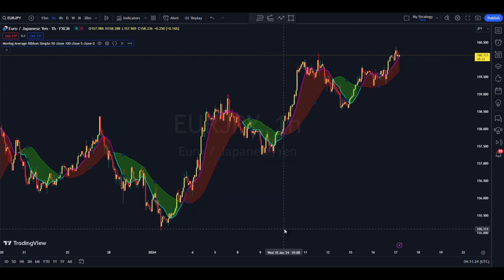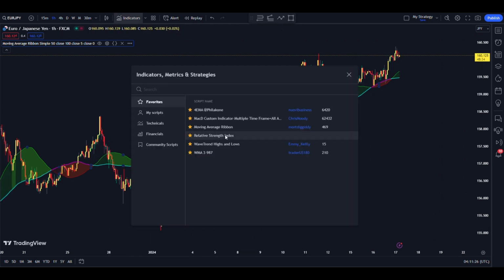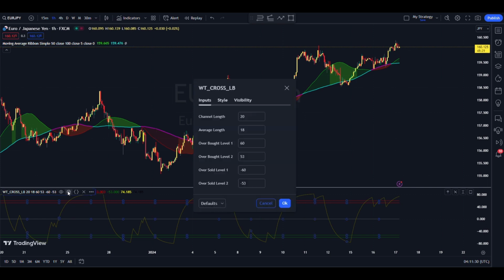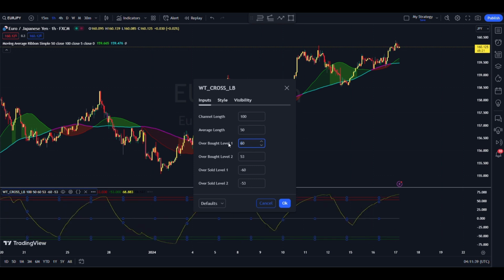Now, set up our second indicator, WaveTrend High and Low. Open the settings and make the following changes. Channel length, 100. Average length, 50. Overbought level 1, 70. Overbought level 2, 50. Overbought level 3, minus 70. Overbought level 4, minus 50.